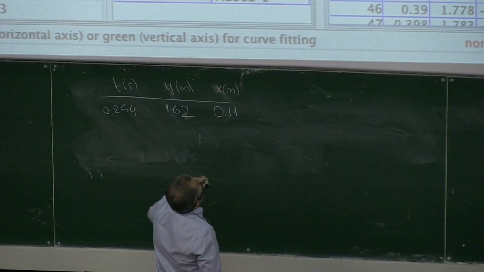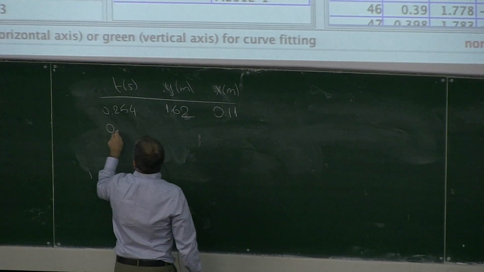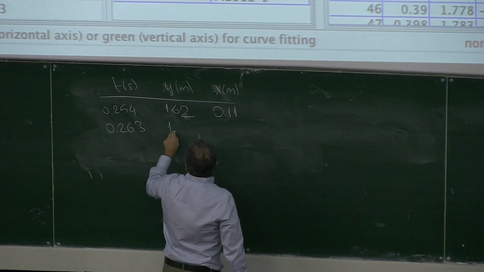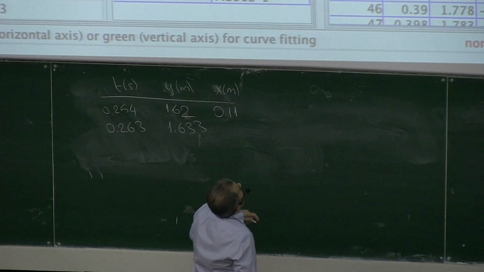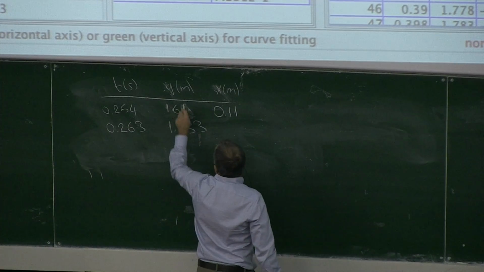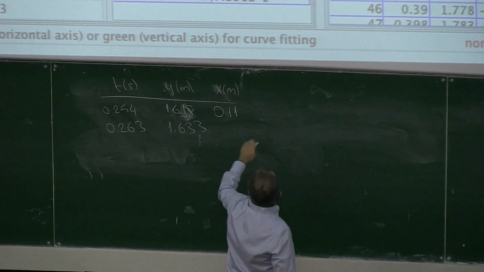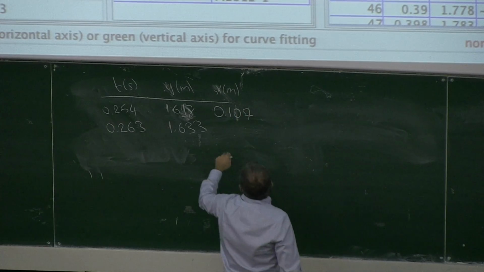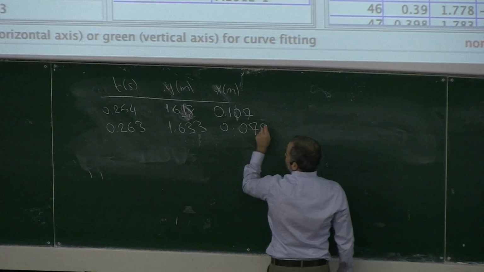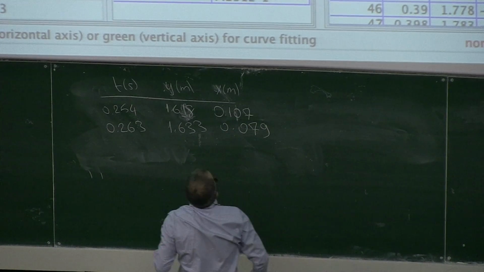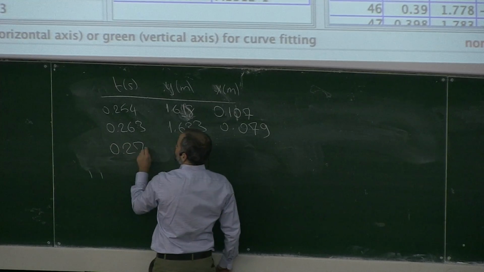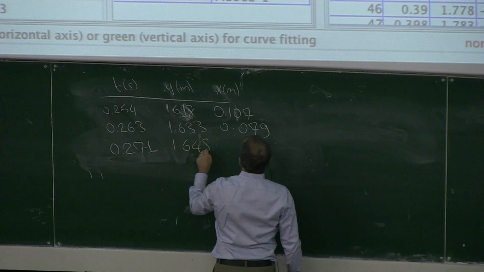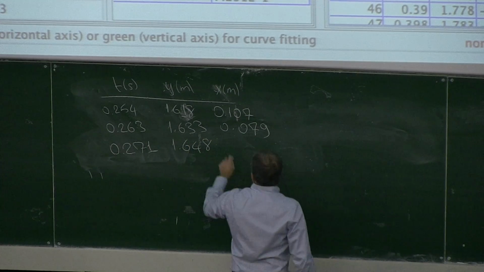The next time, 0.263. X coordinate, y coordinate 1.63. Well, let me put one more digit. 1.618, 0.107, 0.079. The next time, 0.271. 1.648. 0.051.